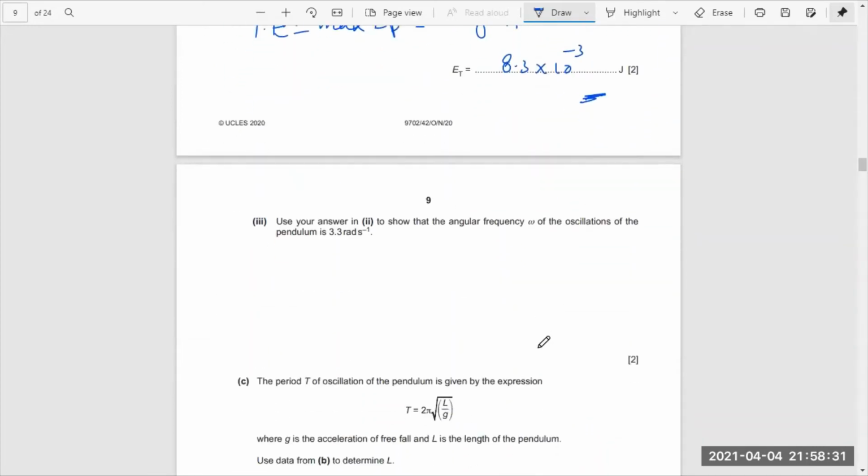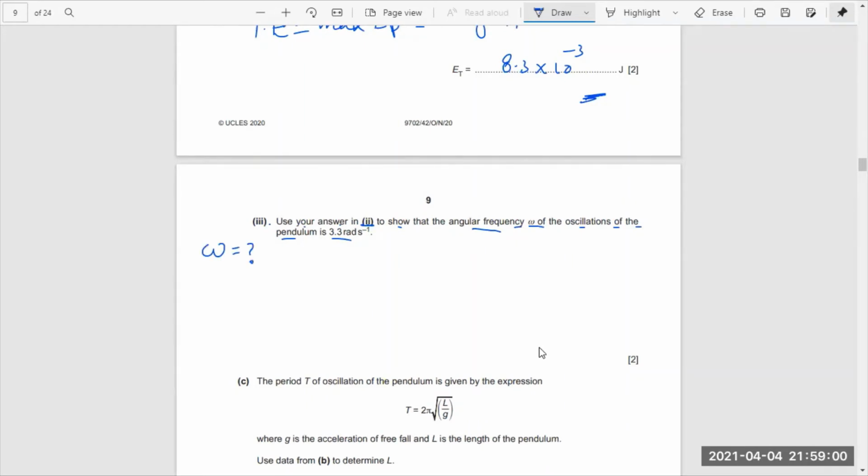Moving on, he says, use your answers. Please read the question carefully, because every next part gives a hint how to solve the question. Be careful, read the question carefully. Use your answer to show that the angular frequency omega of the oscillation of the pendulum is this. So he's asking about omega.